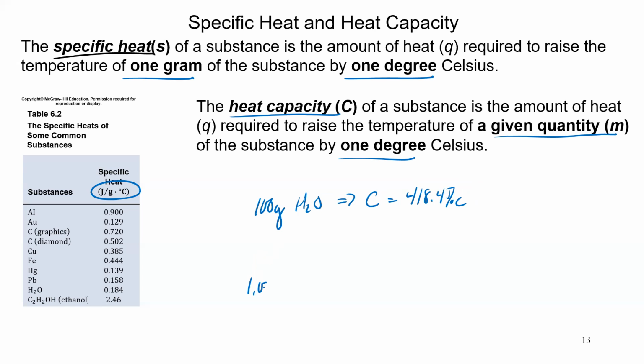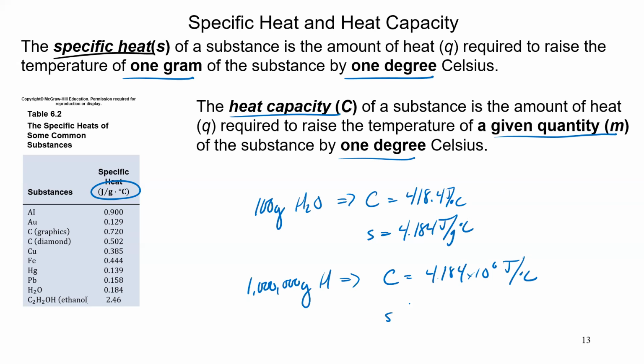For a million grams of water, C is equal to 4.184 times 10 to the 6th joules per degree C, right? Very different numbers. But the specific heat for water doesn't change, right? S is still 4.184 joules per gram degree C. And so the specific heat doesn't change, the heat capacity does. And so generally speaking, we use specific heat more often because we don't have to memorize the heat capacity of a particular compound, particular substance.